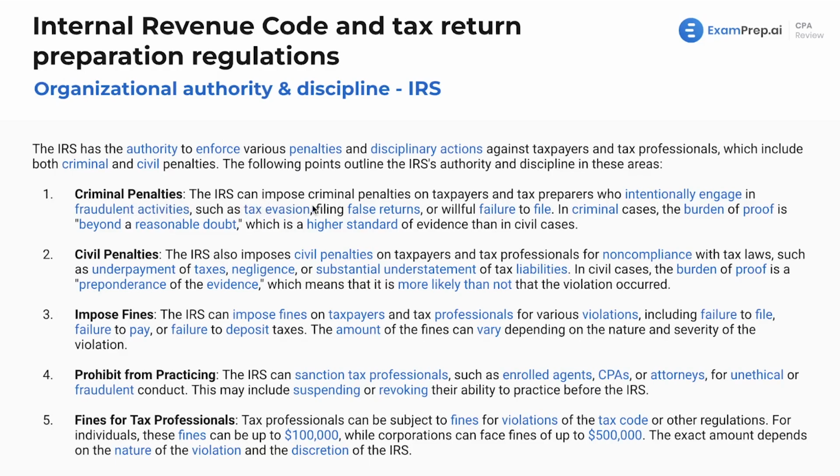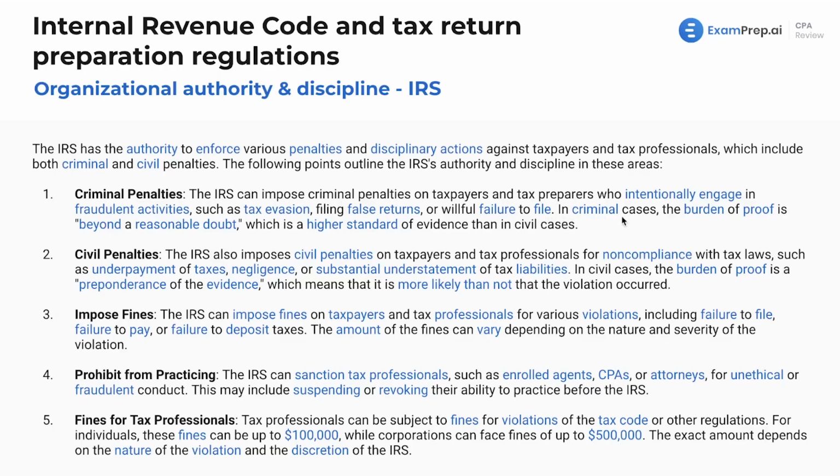The IRS can impose criminal penalties on taxpayers and preparers who intentionally engage in fraudulent activities. That makes sense. Fraud is the highest level of harm you can cause. So yeah, fraud is going to be met with criminal penalties. This may be tax evasion, filing false returns, or willful failure to file. If you choose not to file, oh yeah, you got to prove, oh, I forgot.